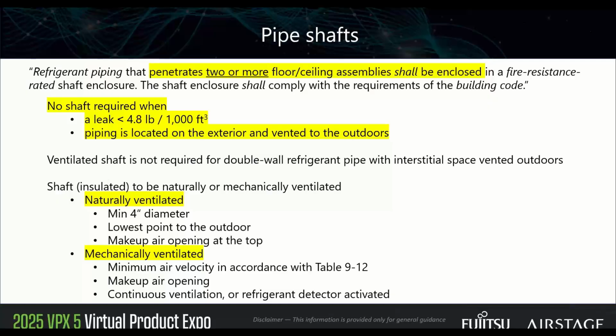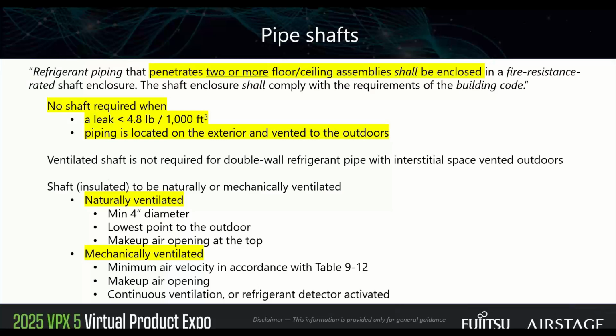It could be mechanically ventilated. Then the standard specifies the minimum air velocity in that shaft depending on the area of the shaft. It also needs a makeup air opening and then continuous ventilation or ventilation started or triggered by that refrigerant detector. Either of those would work to get ventilation to the shaft.